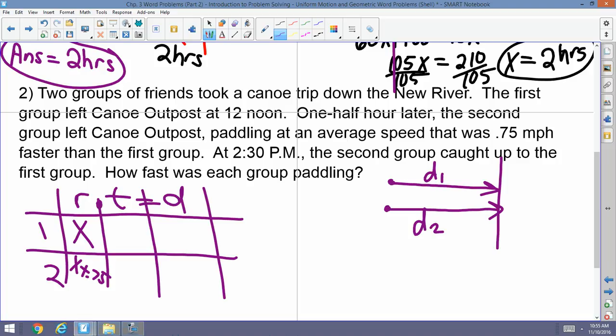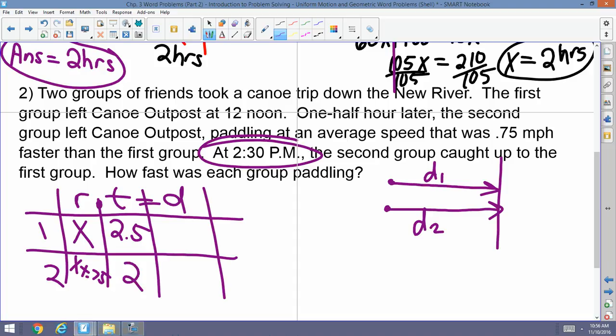Now, what time did the first group leave? 12. Okay. And when did the second group leave? They left at 12:30, a half hour later. So, if they both arrived at 2:30, how many hours did the first group travel? 2.5 hours. Very good. How long did the second group travel? 2 hours, because it's half hour less, right? If they left at 12 and then I left a half hour later, I left at 12:30. From 12:30 to 2:30 is 2 hours.